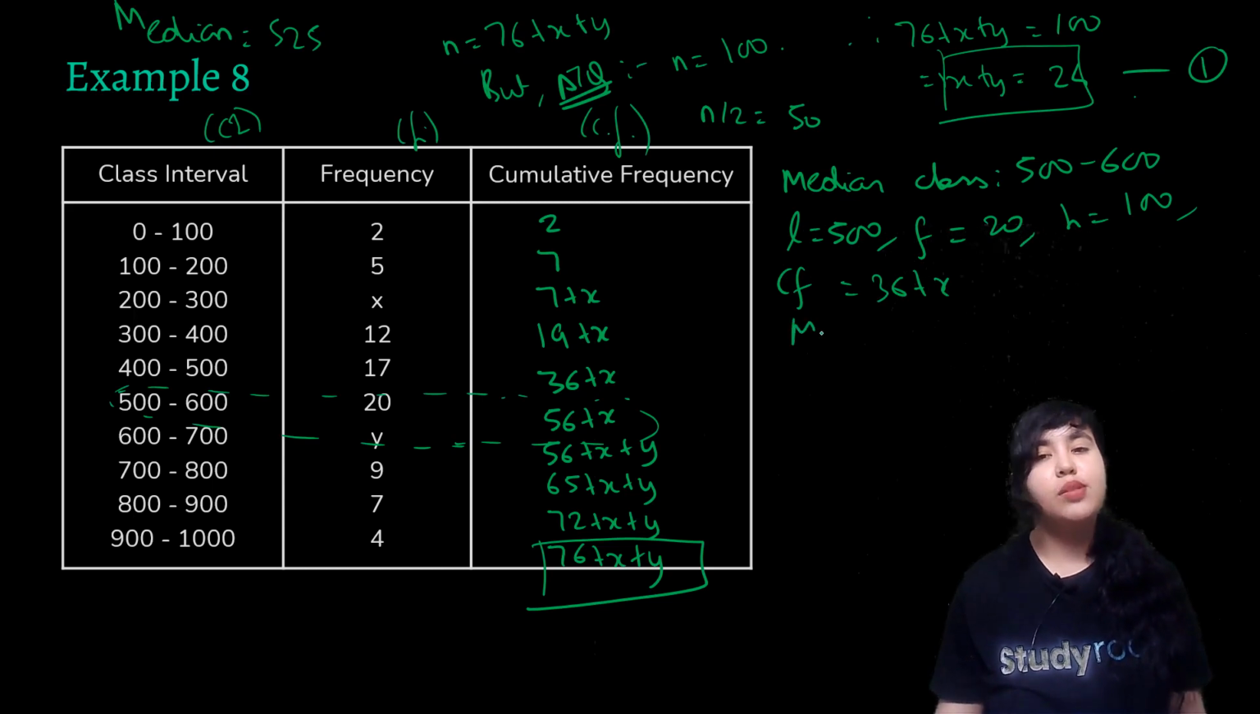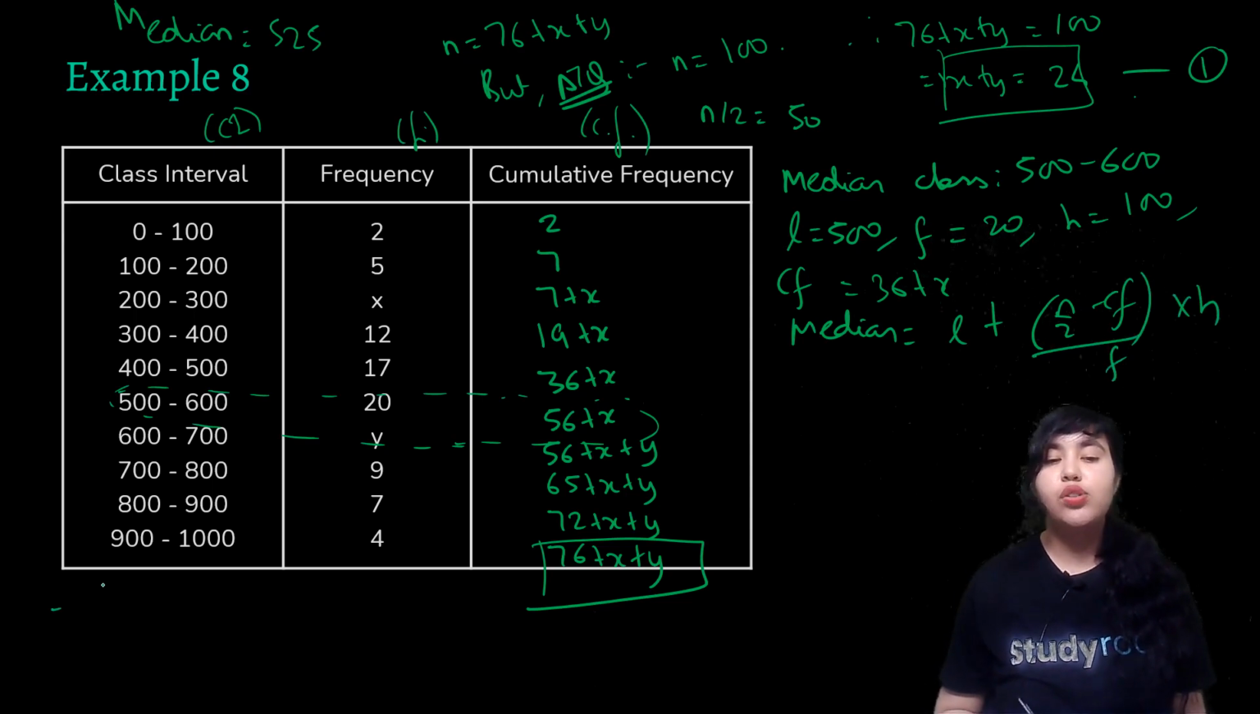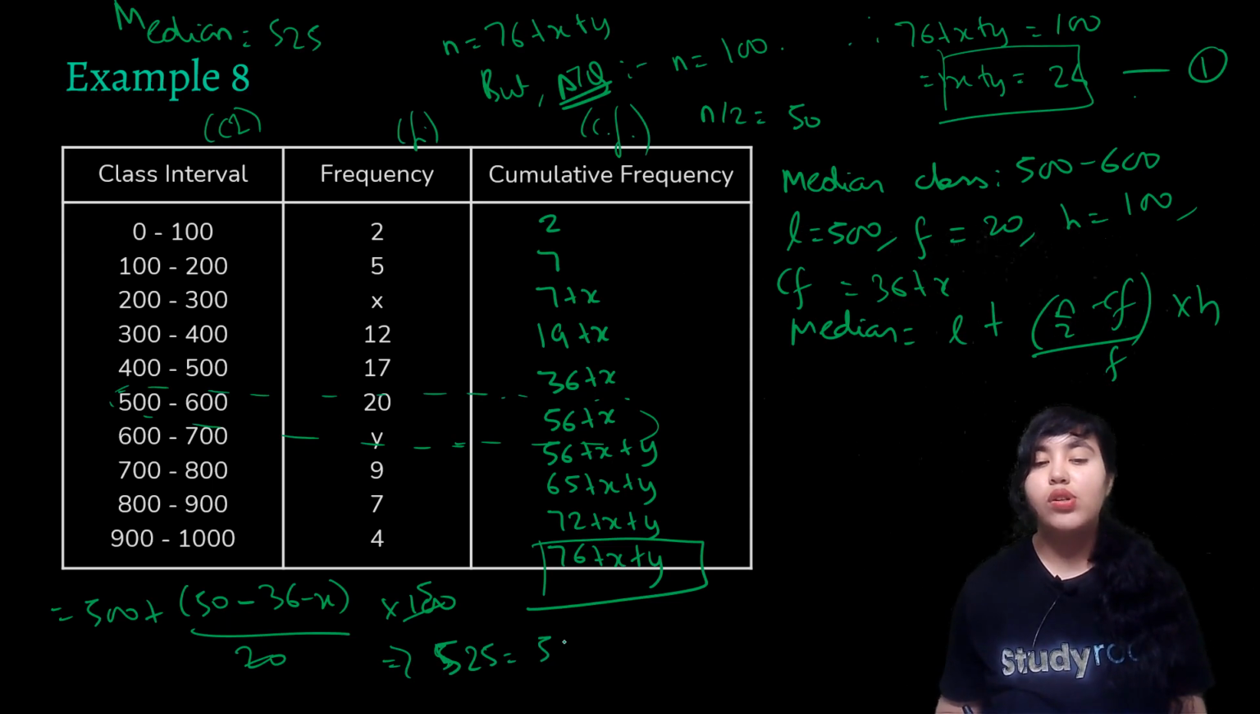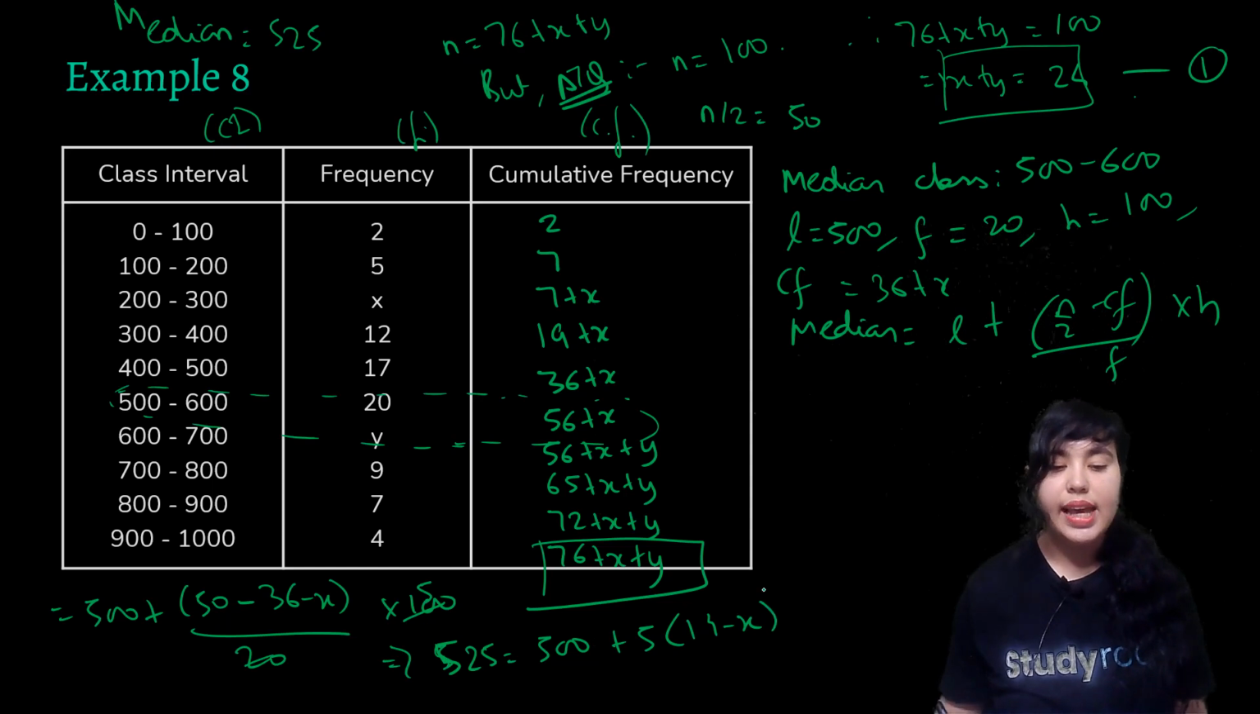Then what do we do? Nothing. We just make use of the formula, that median is equal to L plus n by 2 minus cf upon f into h. Let's quickly substitute over here. So L is 500, n by 2 we've found as 50, minus cumulative frequency 36 plus x, so this will become 36 minus x... upon f is 20 and h is 100. So this will become 5. Median is already given to us, that is 525. So we can say 525 is equal to 500 plus 5 times 50 minus 36, which is 14 minus x.